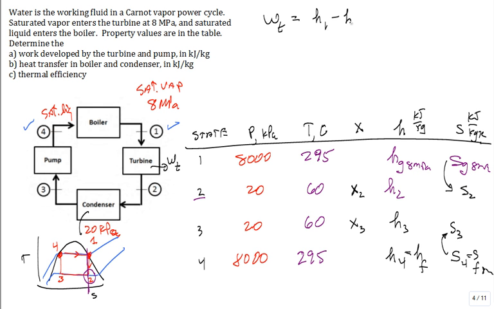H1 minus H2. Okay, now this is where it gets a little tricky. The heat transfer out of the condenser is positive out. QC is positive out of the condenser. I want the equation for that. Is QC equal to, and here we'll do the clickers, H2 minus H3 or H3 minus H2? Answer A or answer B?